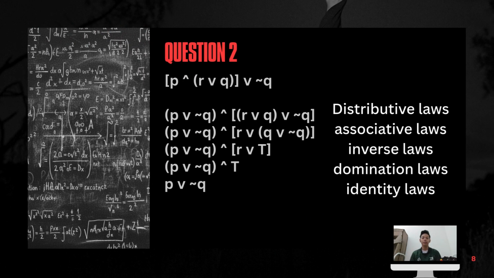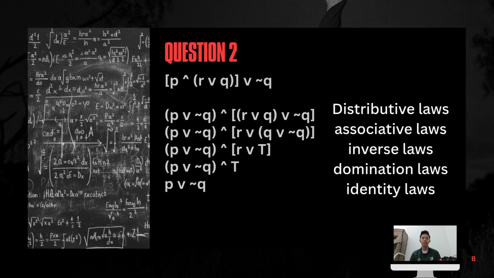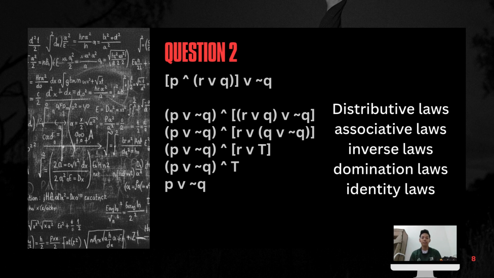Assalamualaikum. Today I'm going to simplify a logical expression using the laws of logic. For question 2, we have P and bracket R or Q bracket, or not Q. Our goal is to make this as simple as possible. First, we can't do much inside the bracket yet. So let's distribute the or not Q into the square bracket using the distributive law. It is equal to both the P term and the bracket R or Q term.